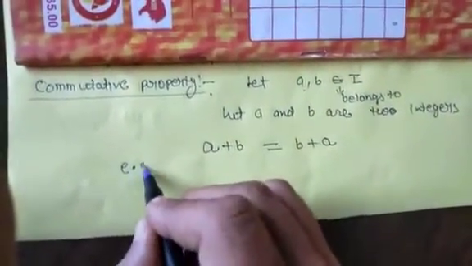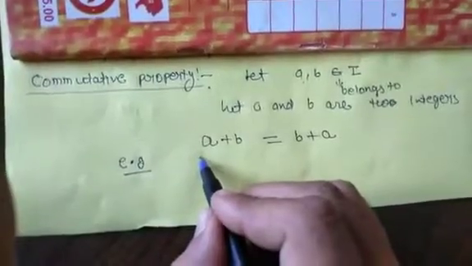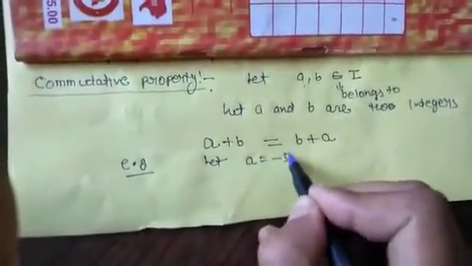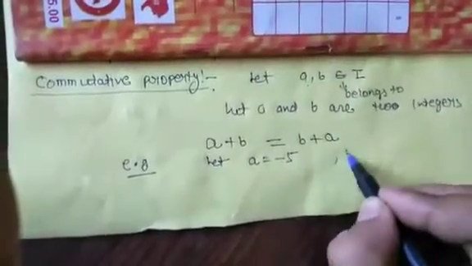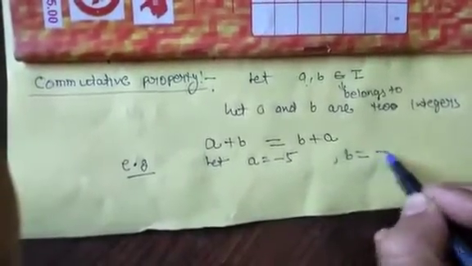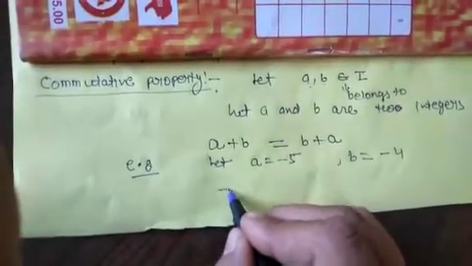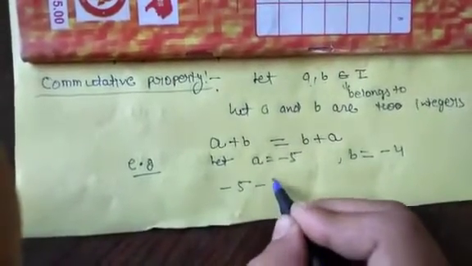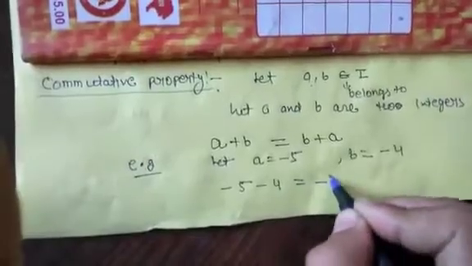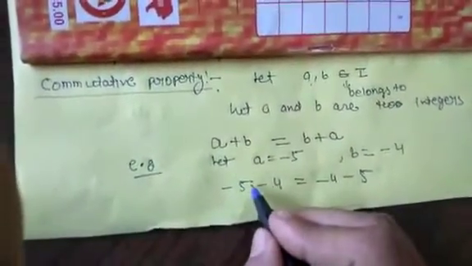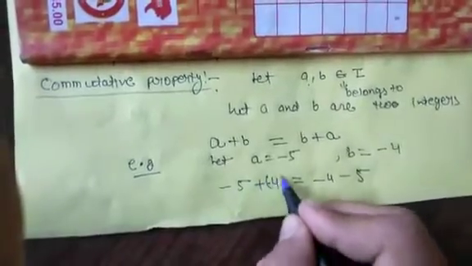We may see here with the help of an example. Suppose we are taking, let the value of a, that is an integer, is -5, and let the value of b, that is another integer, is -4. We may add here -5 and -4 with the help of the commutative property. That means -5 and -4, and here -4 and -5. We may place them here like this.